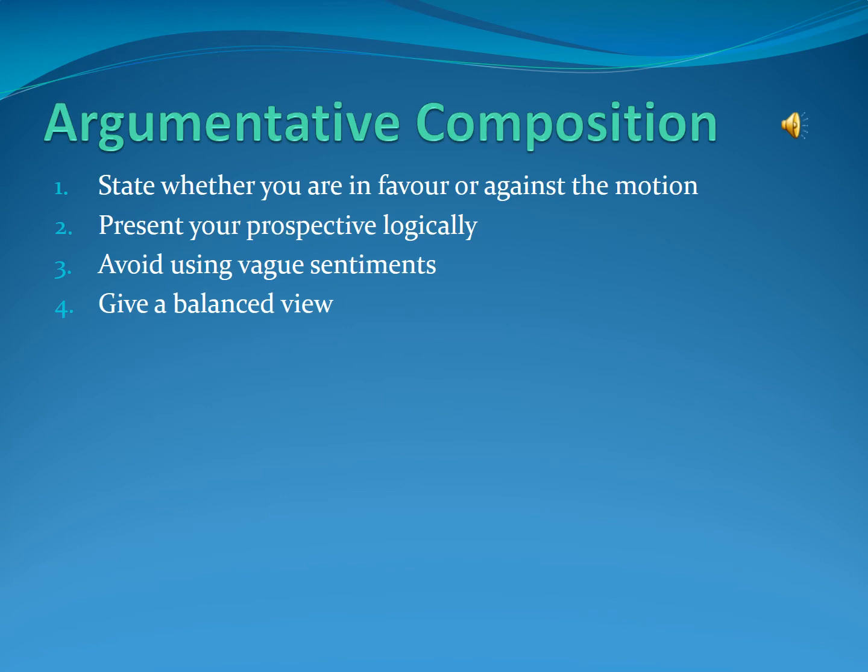Writing an argumentative composition is quite challenging. When you start writing an argumentative composition, you have to state whether you are in favor of or against the motion. You have to present your point of view in a logical manner. Avoid using vague sentiments so that you can give a balanced view of the topic.